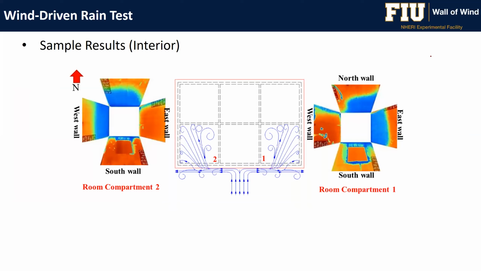Again, the same study here. We have an exploded view of one case where we have two openings. One opening is here and the second opening is here, and you can see the distribution based on thermal imaging.